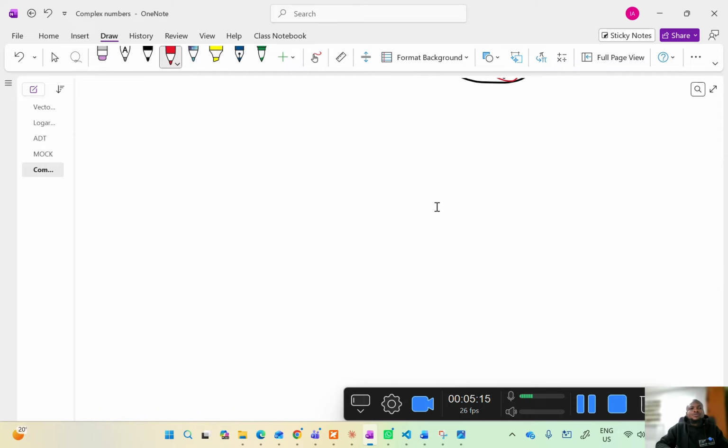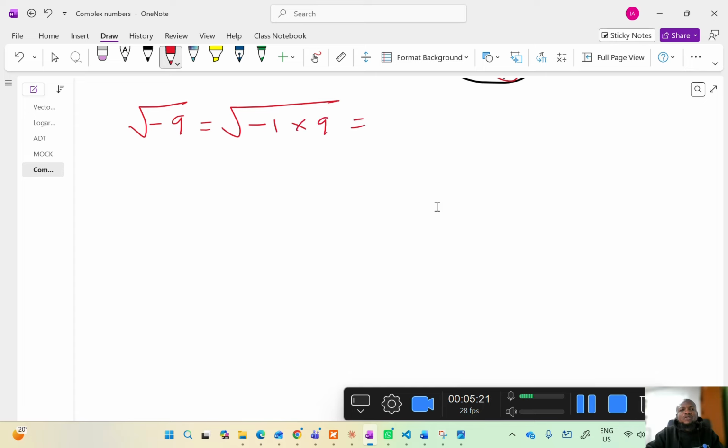So an example. The square root of -9 can be written as the square root of -1 times 9. Of course, the square root of 9 is 3. The square root of -1 is represented as i. Are you all following? I hope you guys are following me. So this is called an imaginary number. It's a number that is imagined.